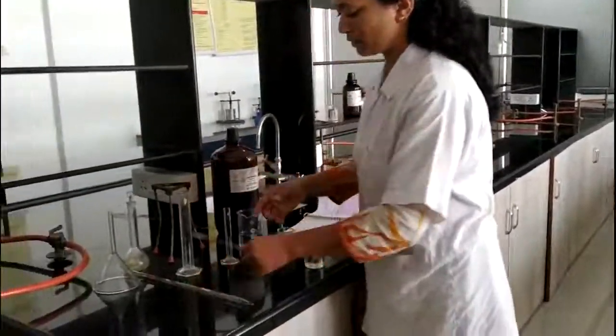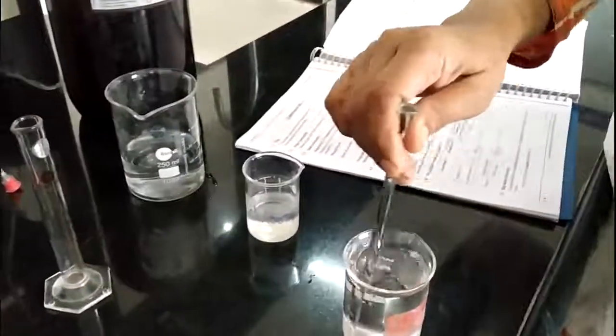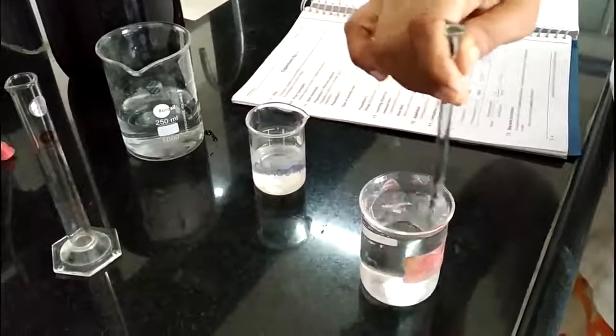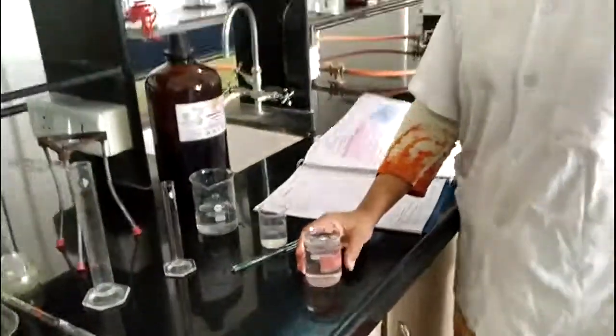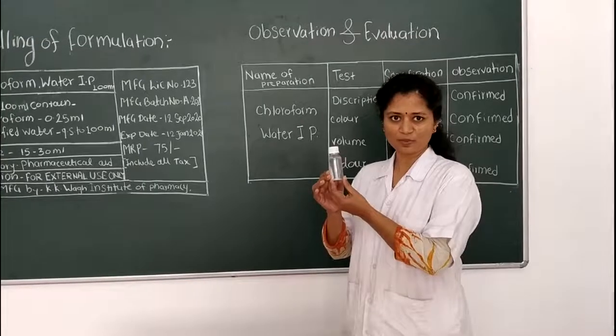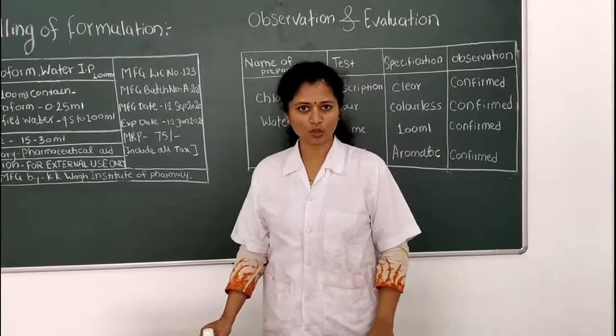The solution we are talking about, by this rod we have to mix the solution properly to get the proper solution. In this way, we prepare the chloroform water, 100 ml. We have to fill it in the transparent container. This is our prepared solution of chloroform water.